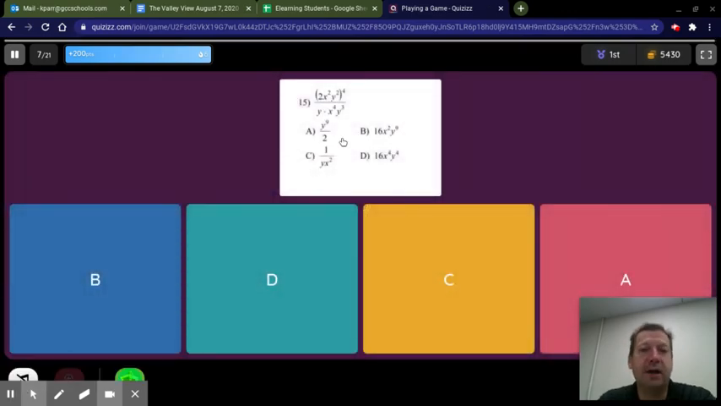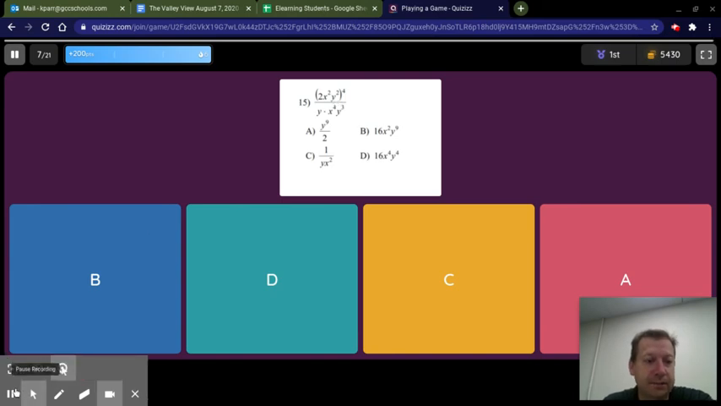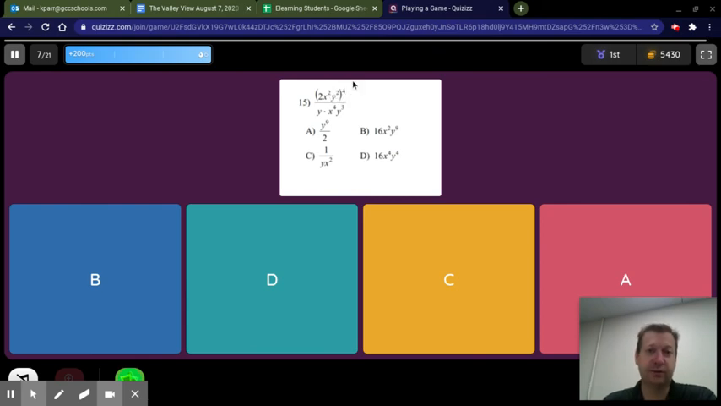Oh, this one's a doozy right here. We've got a couple of steps that we need to do. So I need to take y to the 2nd to the 4th, so I need to do 2 times 4 and get y to the 8th. And then when I subtract y to the 3rd, I would get y to the 5th. So I'm looking for that.